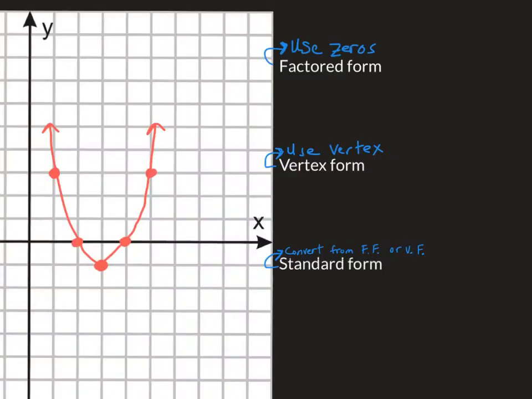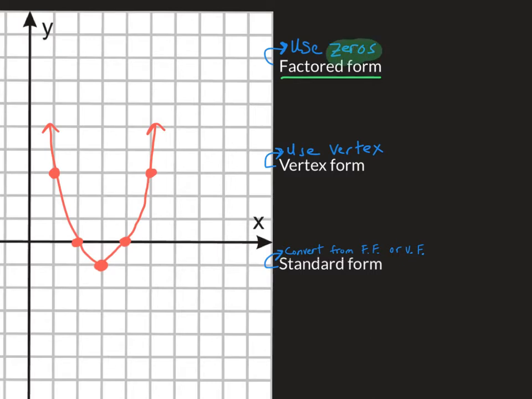Here we have a parabola, and what we're going to do is come up with the equation of this parabola, but we're going to write it in three different ways. So let's start off with factored form. If we want to write an equation in factored form, then we're going to be using the zeros.